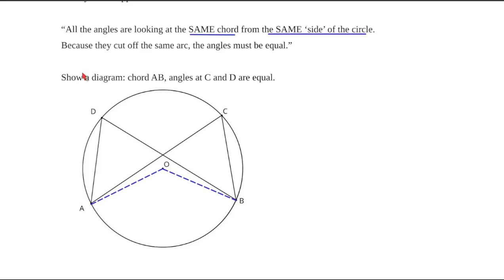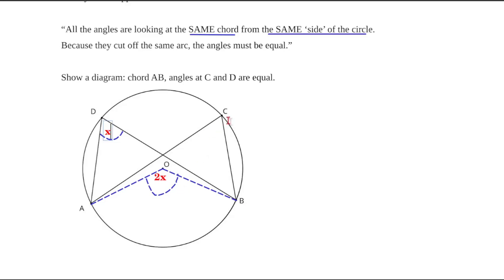Now from there, let's say the angle at the center is just 2x. Now if this is the angle at the center, this one should be the angle on the circumference. And then the angle at the center we know is twice the angle on the circumference. So this angle at D should be x.